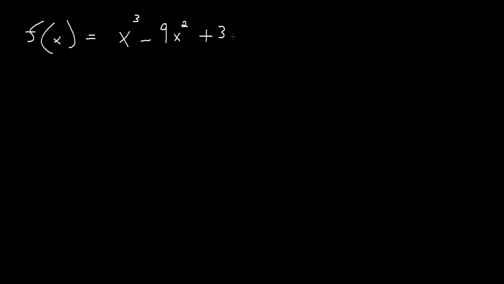Oh wait, no, not 3. Sorry, this should be 9x minus 81. Okay, so we got a function. It looks like this, and obviously this is kind of messy.